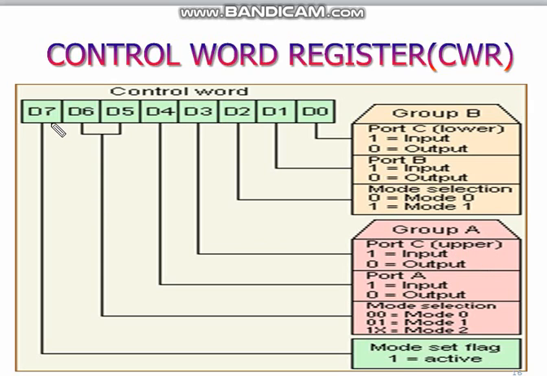The last pin is D7. This control word register will be active, or will be acting on different modes, when this D7 is put to 1. Okay, so this is my control word register.